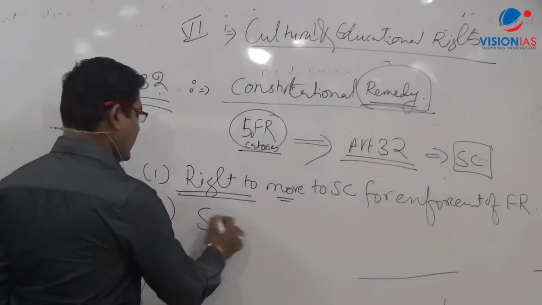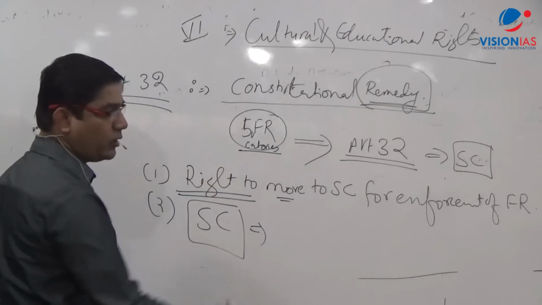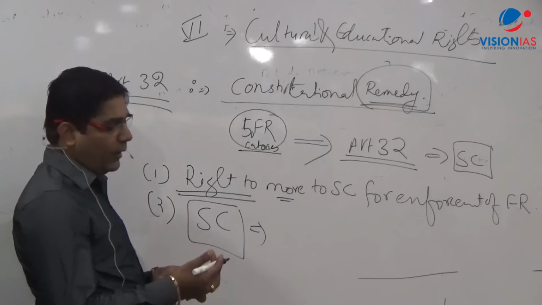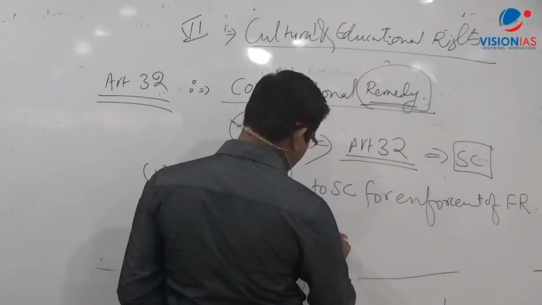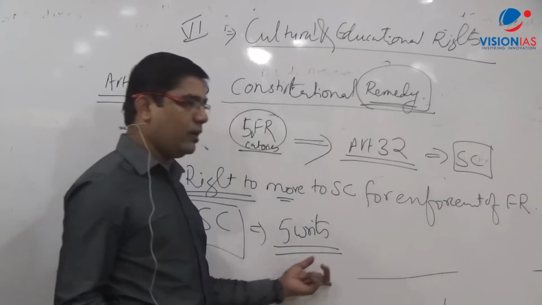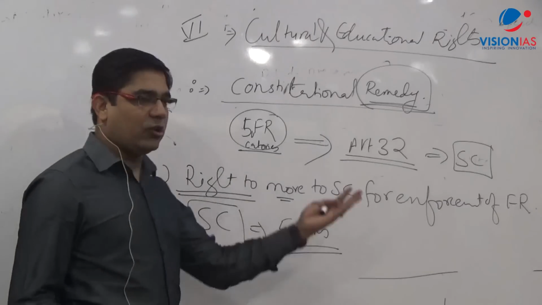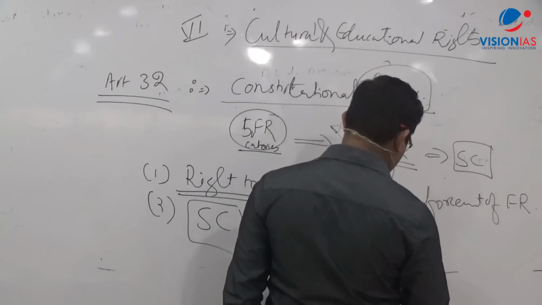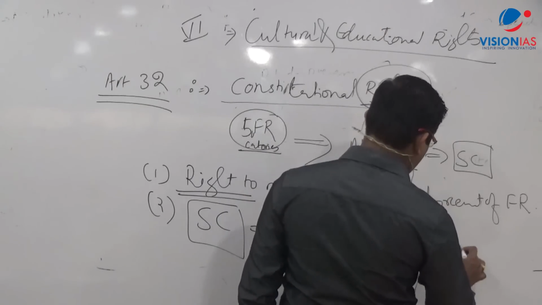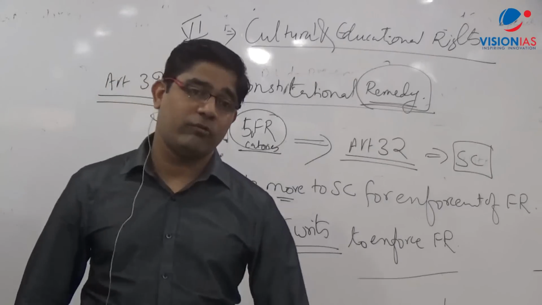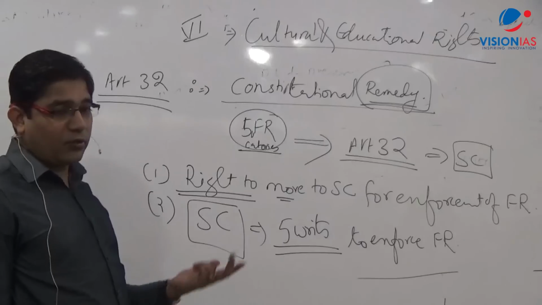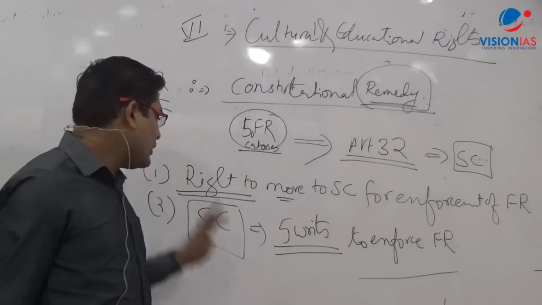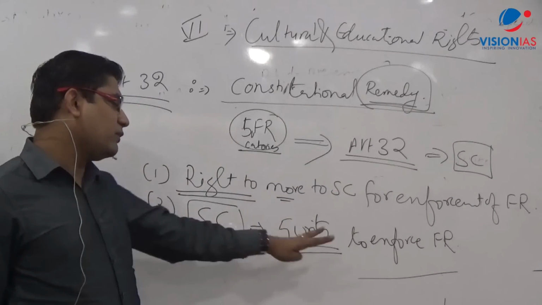Second, after going to the Supreme Court, what does the Supreme Court do? Naturally, once you go to the Supreme Court, it will take action for enforcement. It will help. It will issue 5 writs. We will discuss them in a short while. So 5 writs to enforce fundamental rights. Yesterday I explained that there has to be a violation of fundamental rights. You have to bring some evidence, it can't be just that I don't feel right. There has to be a certain violation. So the right to move for the individual, and the Supreme Court will issue the 5 writs.